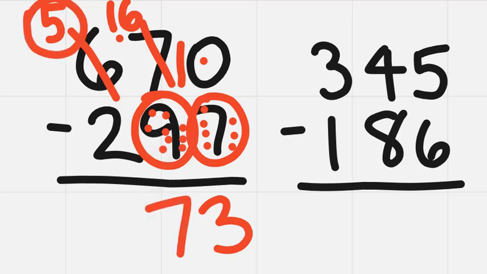Finally, I'll circle the 5, touch and count. 5, 4, 3. Our answer is 373.